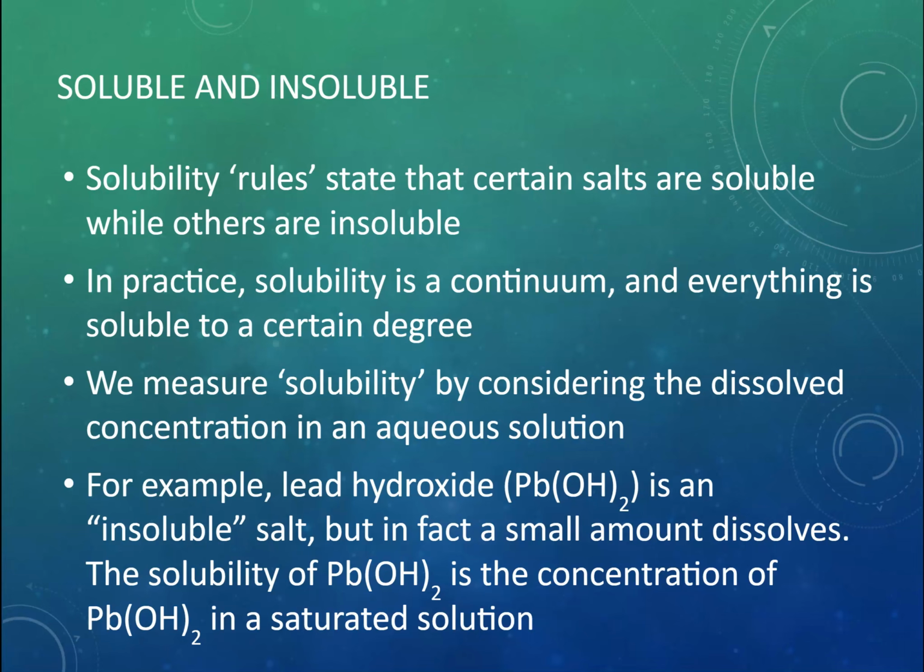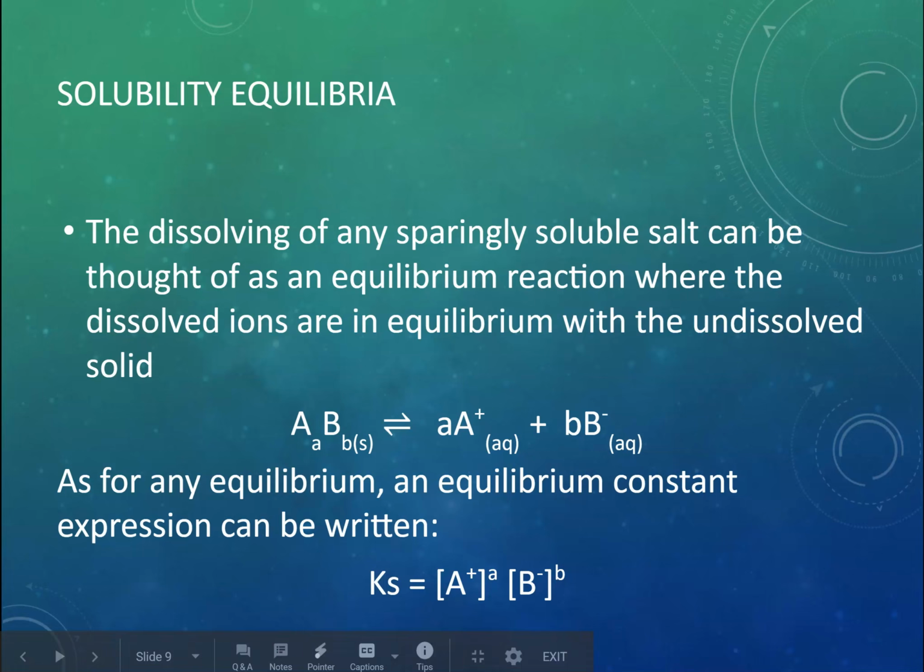Okay, so when we talk about, for example, lead hydroxide, the solubility is the maximum amount of lead hydroxide that will dissolve. So if we took a saturated solution of lead hydroxide, it would be the amount of lead hydroxide that is dissolved into 1 litre of water to make a saturated solution. So we can think of the dissolving of any sparingly soluble salt as an equilibrium reaction between the undissolved solid and the dissolved ions.